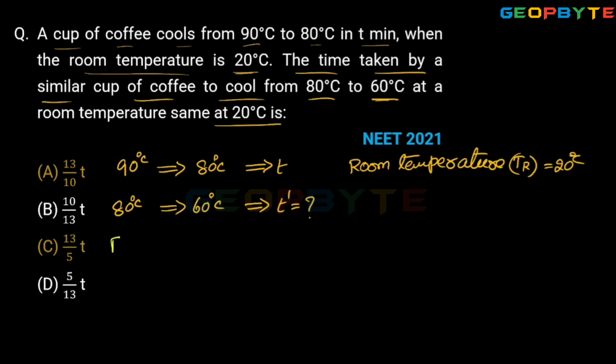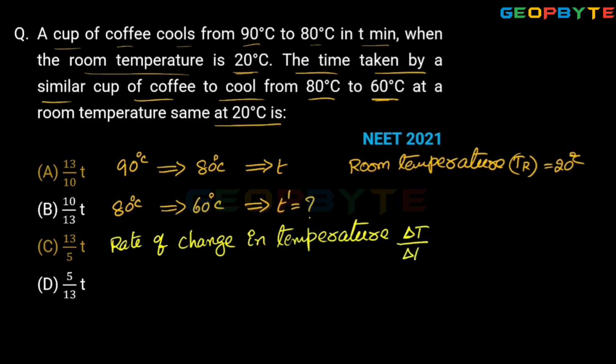conductivity. As you know, the rate of change in temperature, delta T by delta small t, capital T for temperature, small t for time, is equal to K into T minus T room temperature. But here K remains the same because it is the same cup of coffee. K is the thermal conductivity.